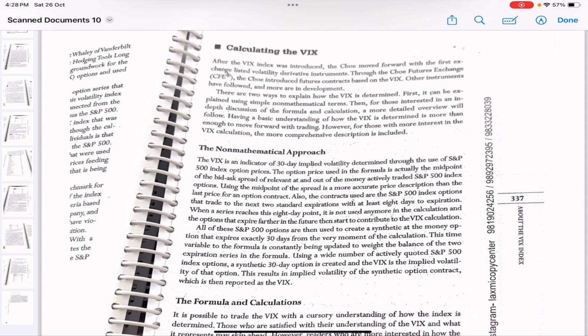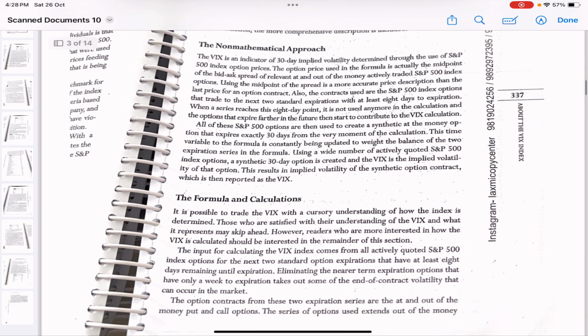There are two ways to explain how the VIX is determined. First, it can be explained using simple non-mathematical terms. Then for those who are interested in an in-depth explanation and discussion of the formula and calculation, a more detailed overview will follow. Okay, so let's talk about the non-mathematical approach, which means an approach that does not involve statistics or any sort of mathematics.